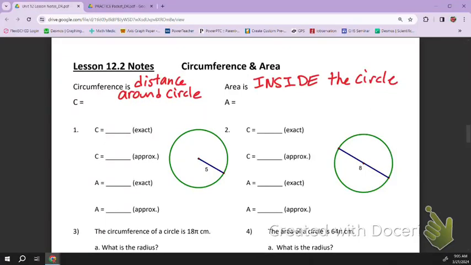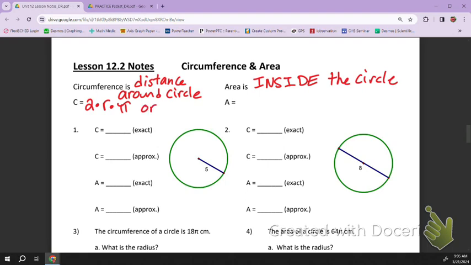Okay, so there's a big difference between circumference and area. Circumference is the distance around the circle, the perimeter of a circle, versus area, which is inside the circle. The formula for circumference, there are two. The first one is 2 times radius times pi.